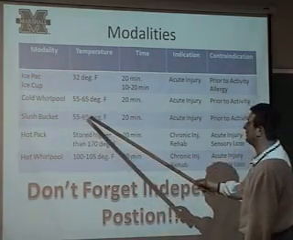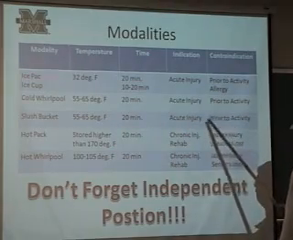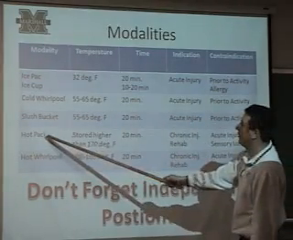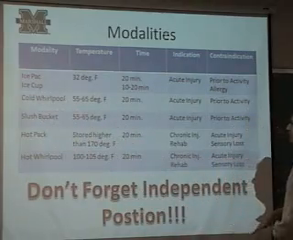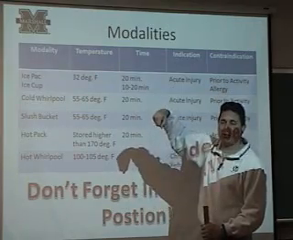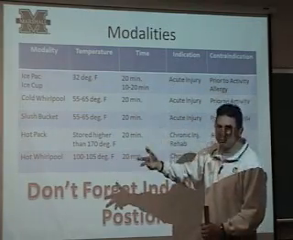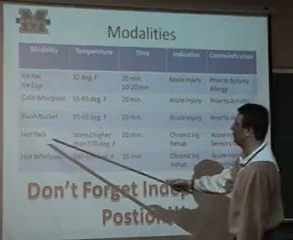Slush bucket, very similar to cold whirlpool, same temperature, same time, same contraindications and indications. On the cold, always choose what you can elevate. You can put a wrist or an elbow in a slush bucket and have it sitting on a table and the person sitting in a chair, and it's elevated. So choose what you can elevate on an acute injury.